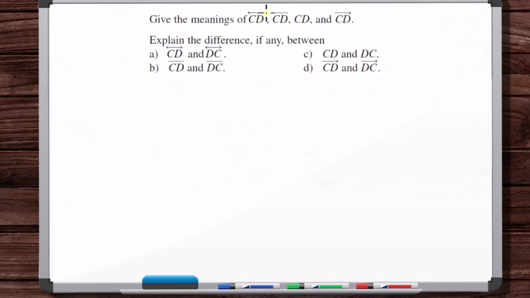Give the meanings of these four symbols here. So this is line CD with the two arrows. This is segment CD. This is the length of segment CD, and this is ray CD. Okay, now explain the difference, if any, between these different symbols.